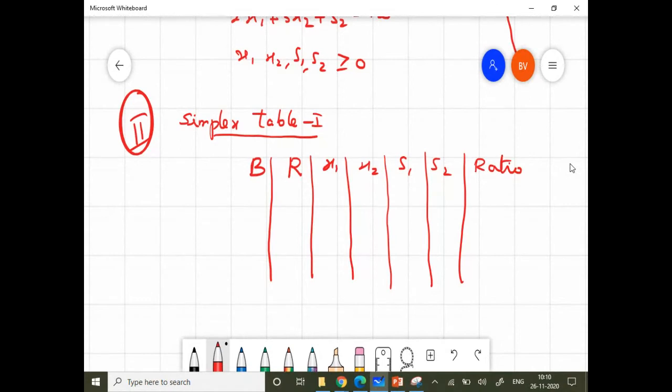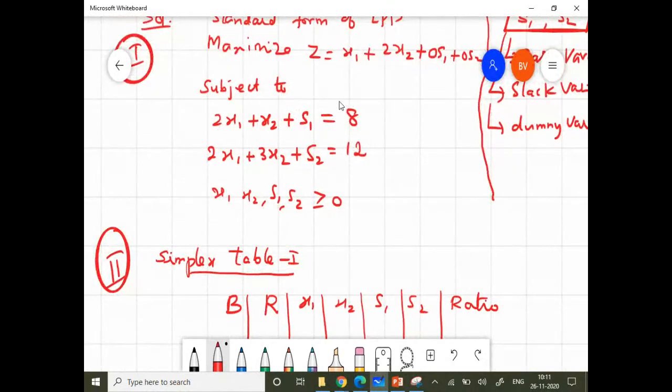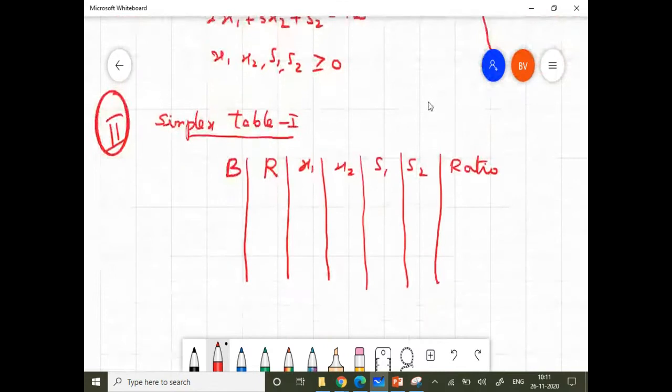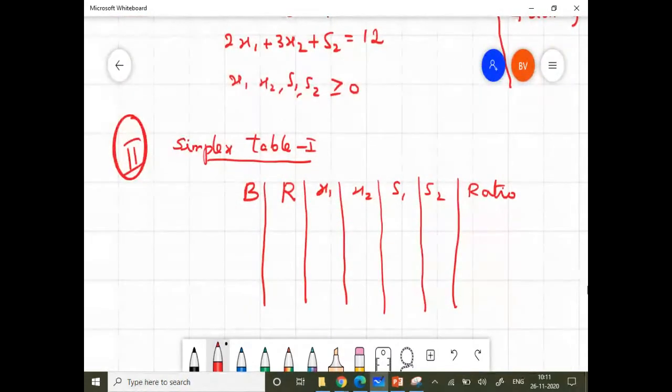What do you mean by right hand side? These resources, in other words, this 8 and 12, are called right hand side or resources, whatever it is. So in general it is R. And so you understand what information can be filled in the column. So these are the column titles. This will be common for all simplex tables.